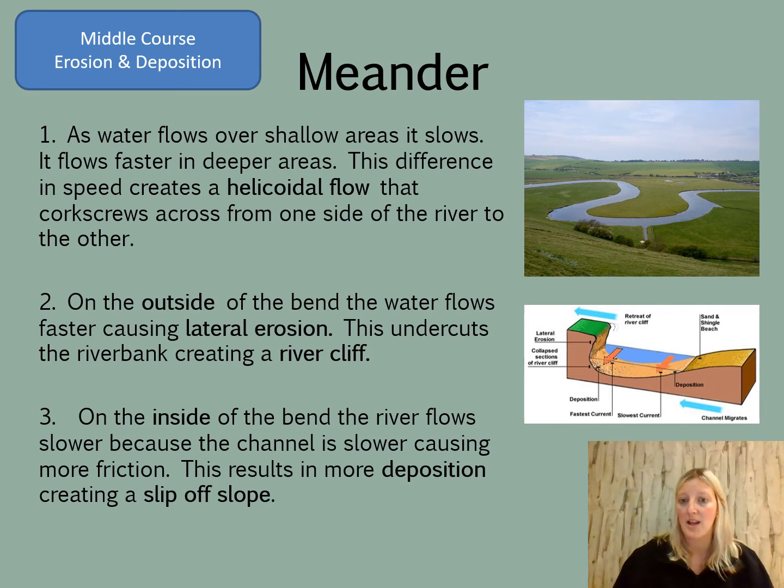So essentially that meander, you can see from above, it's got that sort of sinuous shape, and then you've got the little cross-section diagram there, which shows you that actually it's deeper on the outside and shallower on the inside of the bend.